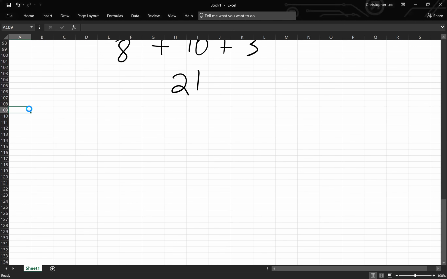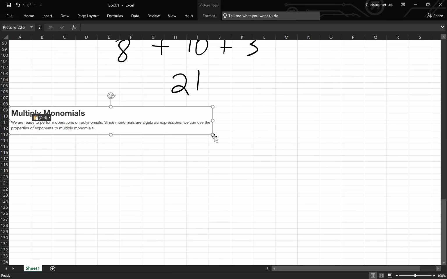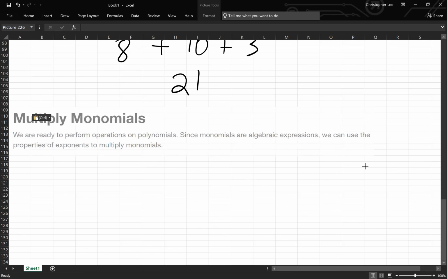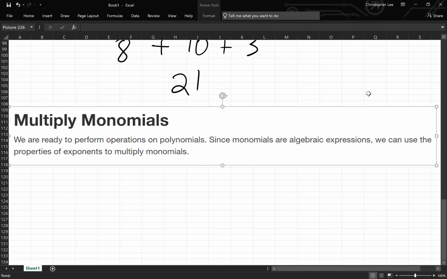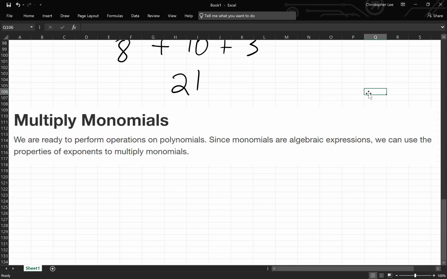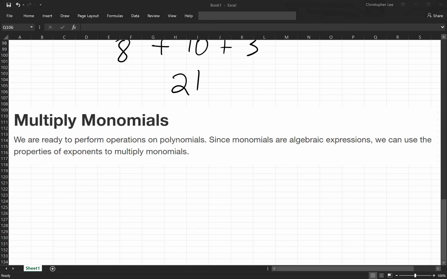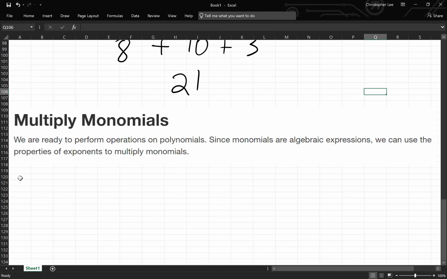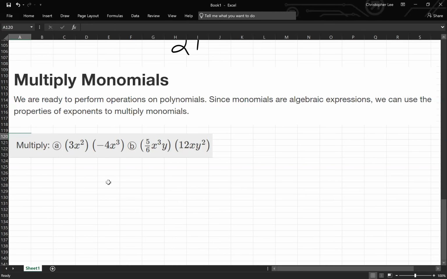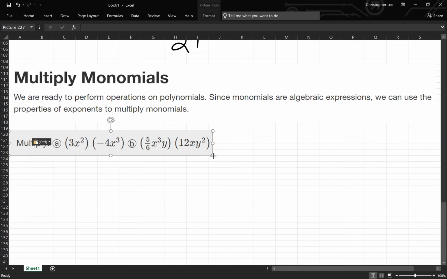All right, so that's what we're getting into today. We're gonna multiply monomials, and we're gonna build on that. So first off, multiplying monomials. We are ready to perform operations on polynomials. Since monomials are algebraic expressions, we can use the properties of exponents to multiply monomials. This is really, really fun. Let's start off with an example.